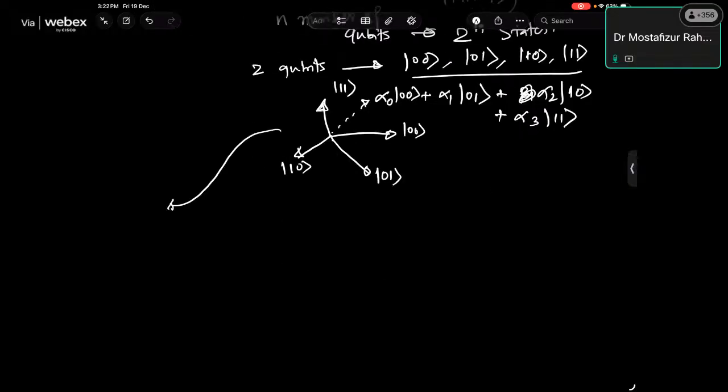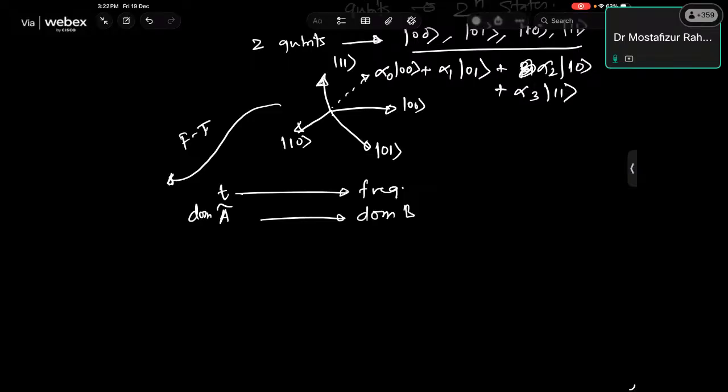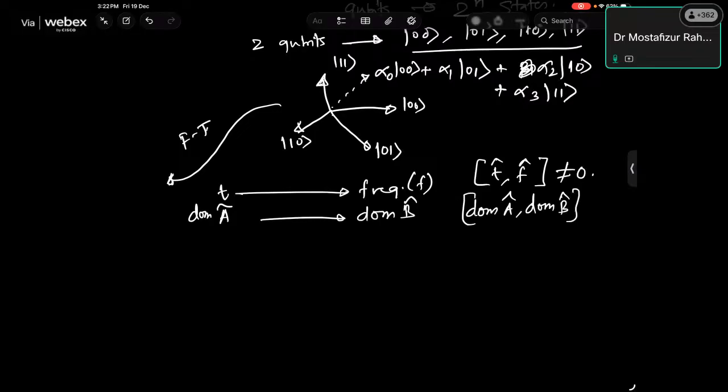What is the objective of your Fourier transform? Normal Fourier transform: you have a basis system, say time domain, and you are going to the frequency domain, right? Or you have domain A and you are going to domain B, where time and frequency are non-commutating operators, or domain A and domain B are non-commutating, right?